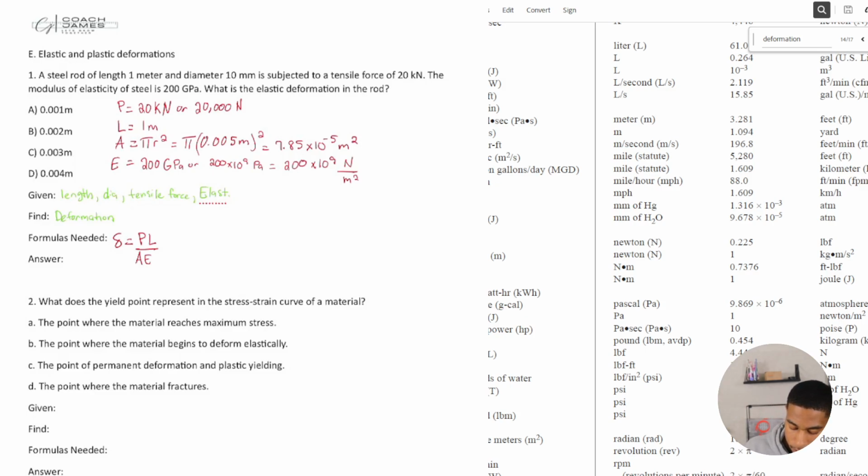All right, so let's plug. We have P, we have L, we have A, and we have E. Everything is in newtons and in meters, so everything should cancel to get us into the units that we potentially could be needing, which is meters. So let's plug. Deformation equals 20,000 newtons times 1 meter all over.